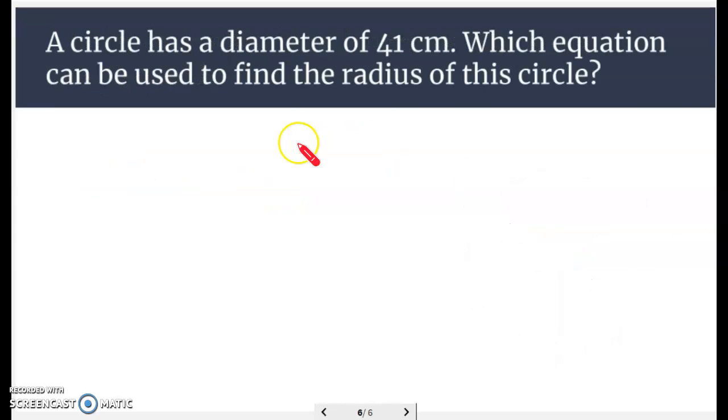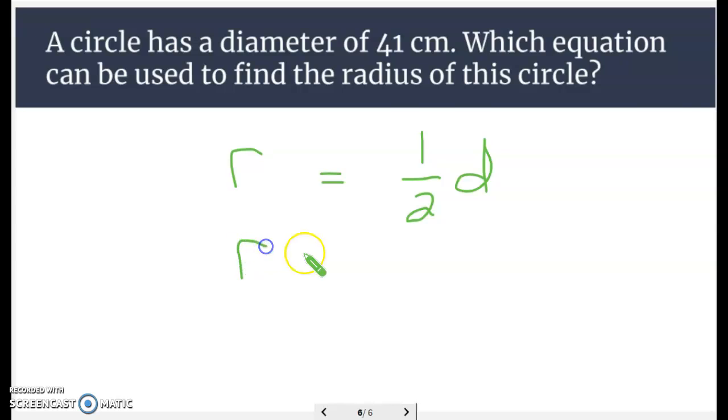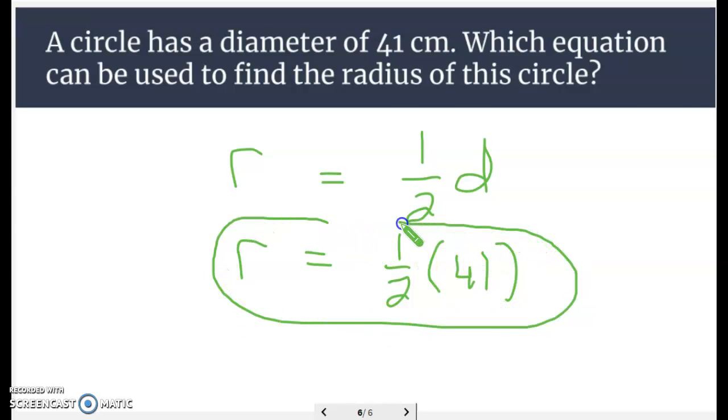Finally here it says a circle has a diameter of 41 inches. Which equation can be used to find the radius of the circle? Okay, well, radius is equal to 1/2 of the diameter. R equals 1/2 D. So we could find it with this equation here. 1/2 times 41. Of course, we can just divide 41 by 2 and get 20.5. 20.5 would be the radius. But the important thing here is we're just looking at what the equation would look like to set that up.